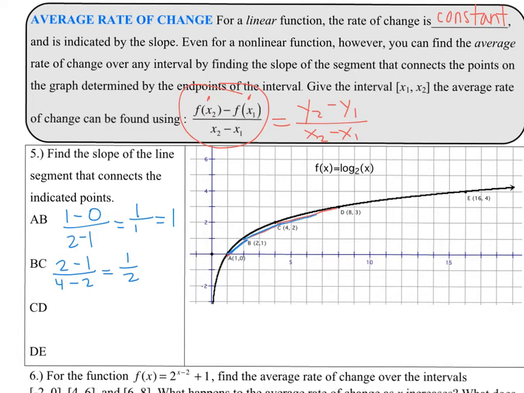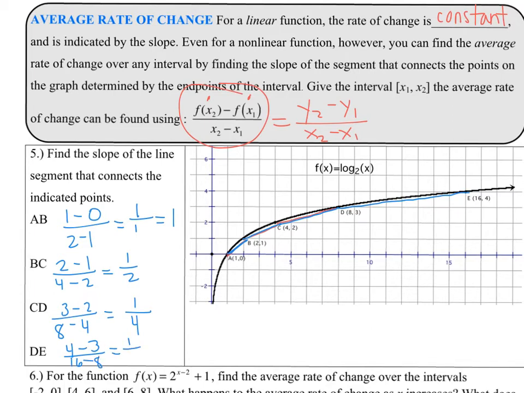CD is this one right here. Difference in the y values, 3 minus 2 over 8 minus 4. So we get 1/4, even more shallow. And we can see that it's becoming closer and closer to horizontal. So our last interval, from D to E, difference in the y values, so 4 minus 3 divided by the difference in the x values, 16 minus 8.